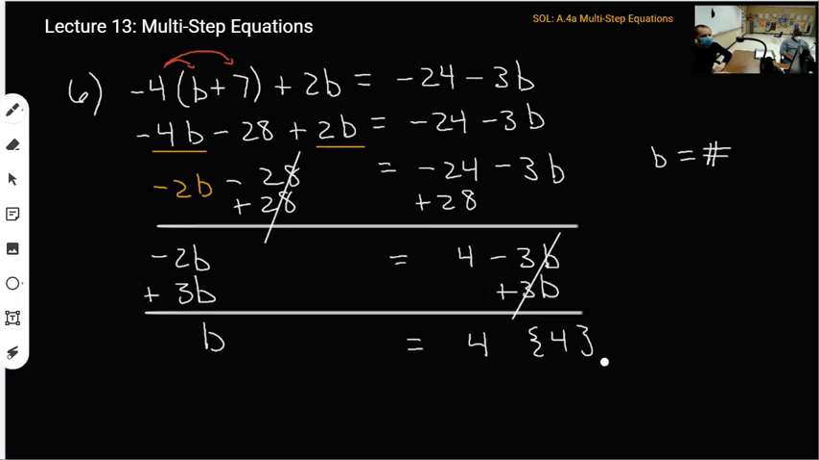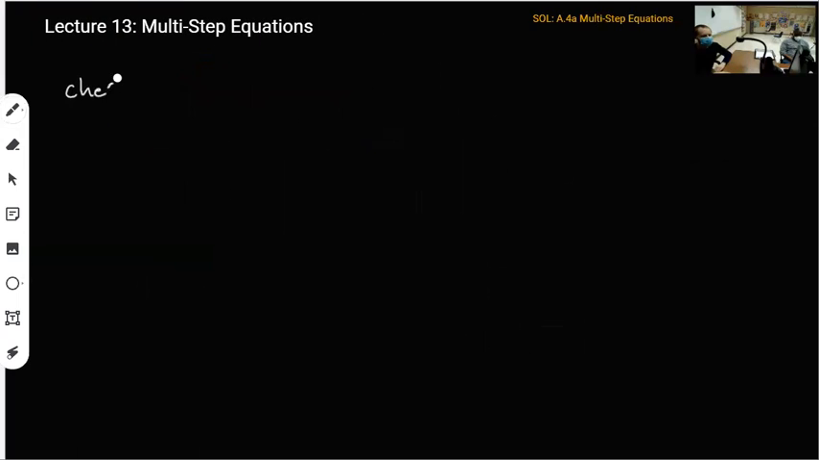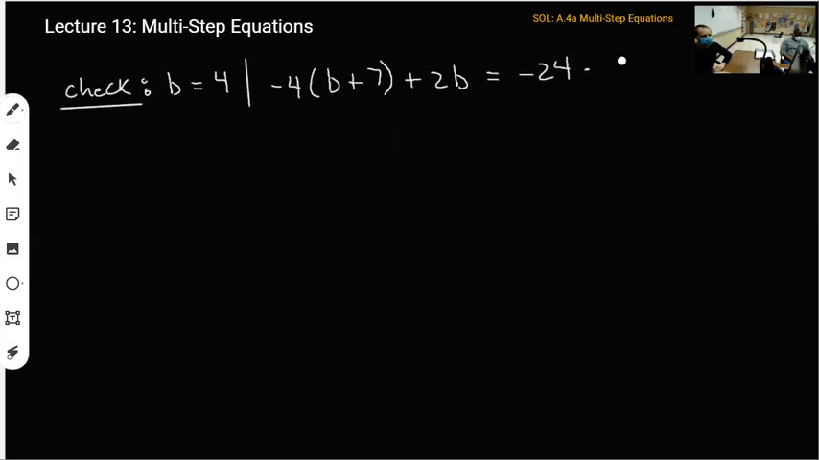But how do I check this? I use my original equation to help me. So going on to the next slide, we're going to check with the answer of 4. Okay, so we're going to let b be 4 and see what happens. So with that being said, my original equation is negative 4 times b plus 7 plus 2b, and that's equal to negative 24 minus 3b.